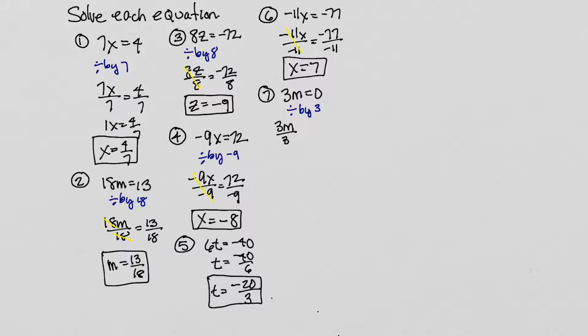3m over 3 equals 0 divided by 3. 3 into 3 will cancel, goes one time. So we're just left with m on the left side, and, now careful here, 0 divided by 3 is 0. You can have 0 in the numerator, but not the denominator. That would be undefined. So 0 divided by a non-zero number is 0.